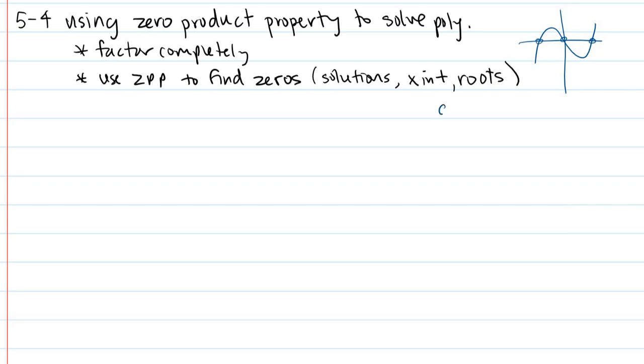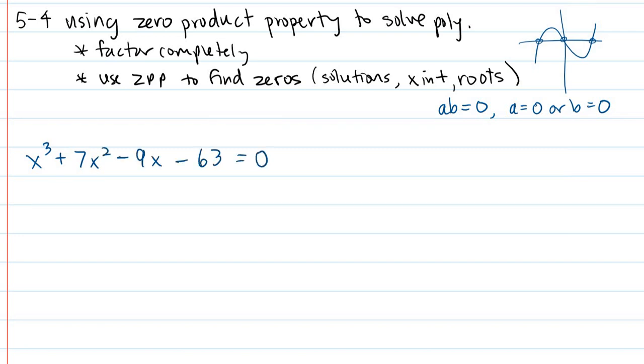Recall that the zero product property says if you have two or more things multiplied together that equal 0, then A could equal 0 or B equals 0. So we're going to use that principle in order to find the roots of a polynomial. So here's our example. We have x cubed plus 7x squared minus 9x minus 63 equals 0. Just like when we were solving quadratics, the equation needs to be set equal to 0 to start with.